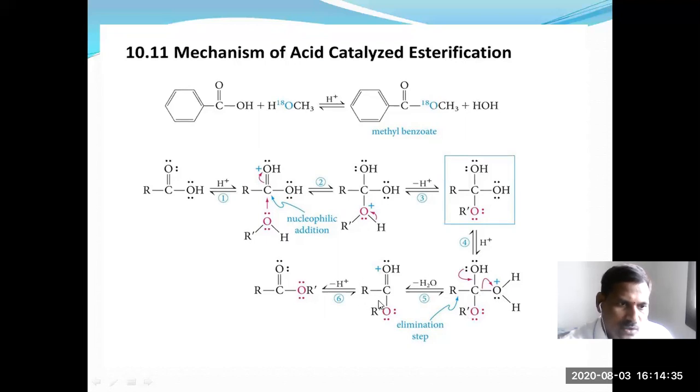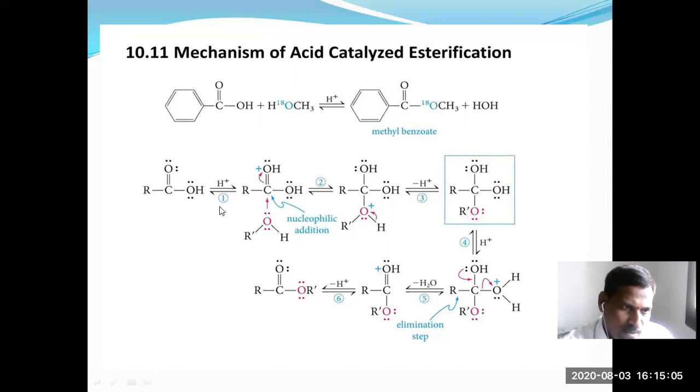So we get a compound with a positively charged oxygen. This is an unstable compound. That's why it loses the proton from this, and it is converted into the ester. So this is the mechanism of acid catalyzed esterification.